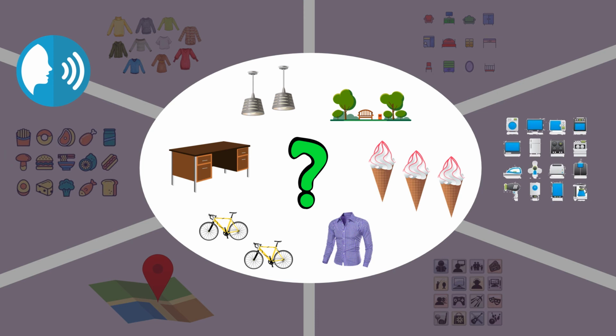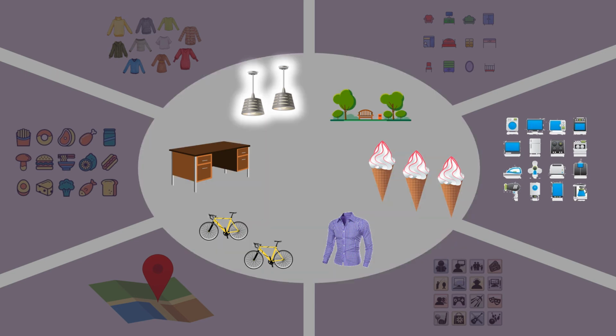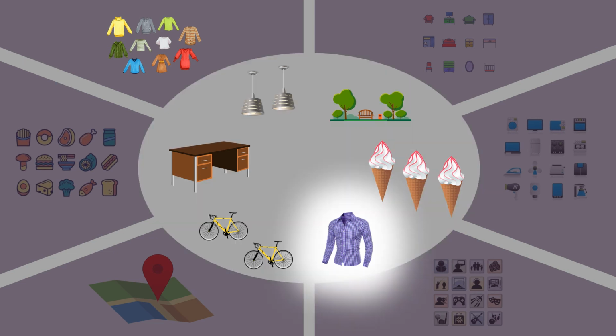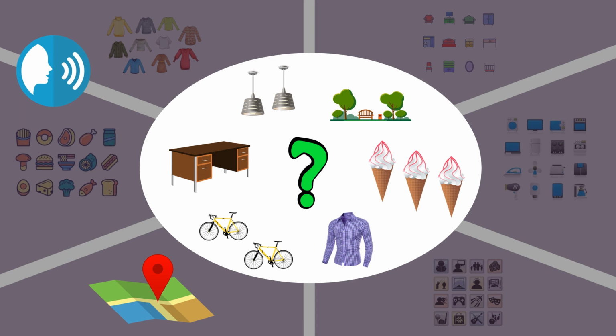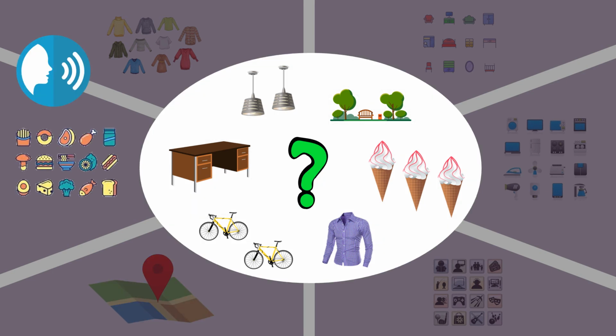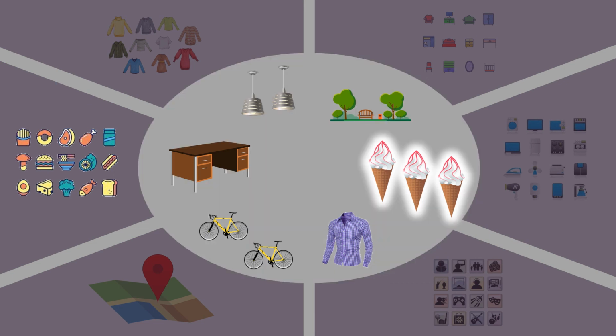Is there anything electrical? Yeah, there are 2 lights. Are there any clothes? Yeah, there's a shirt. Are there any places? Yeah, there's a park. Is there any food? Yeah, there are 3 ice creams.